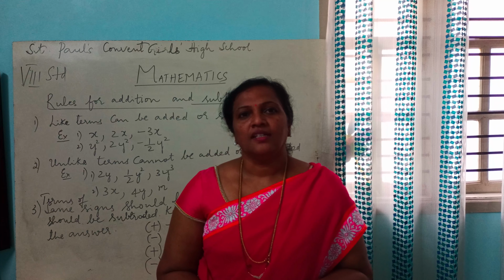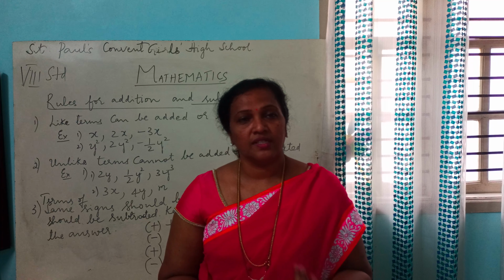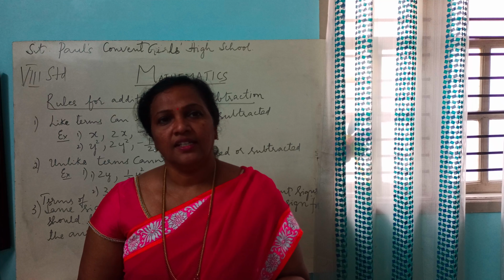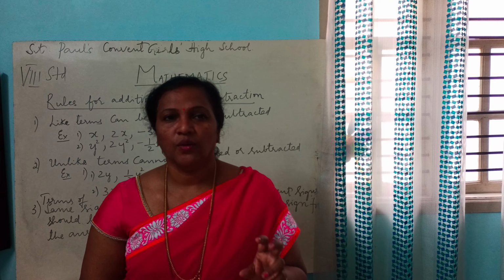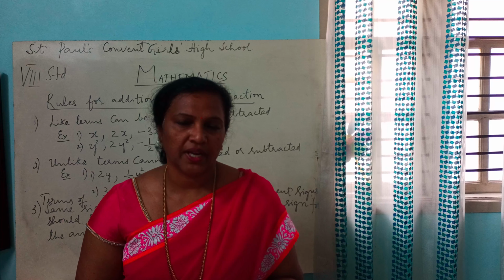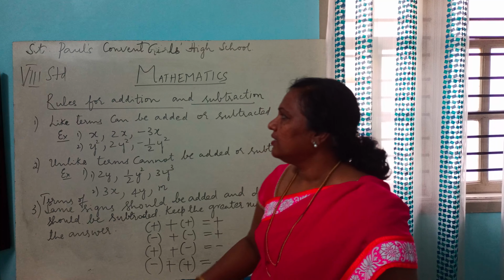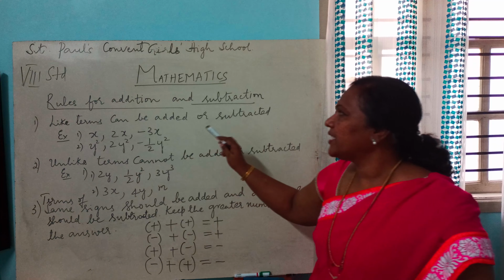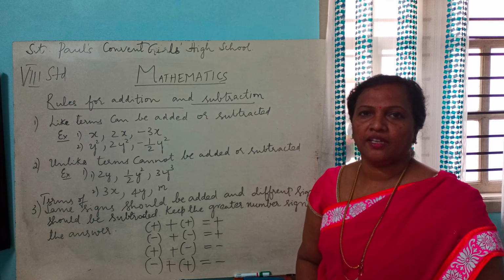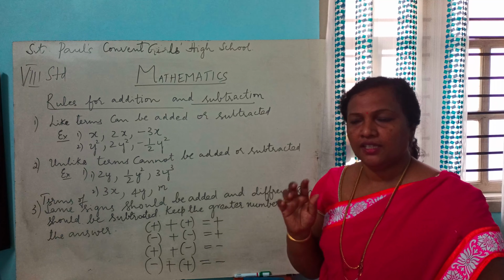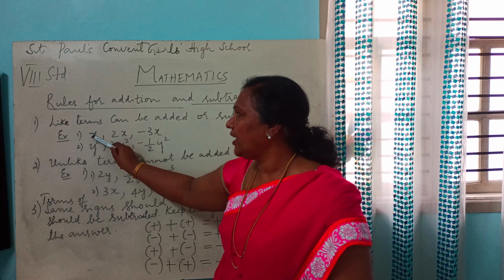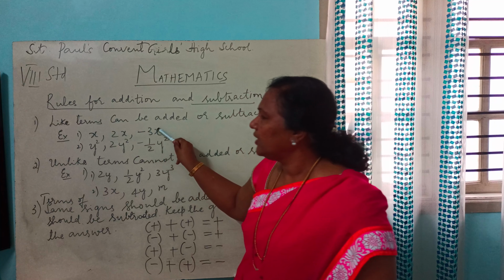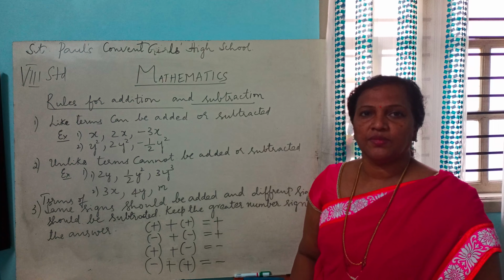In our last class, we came across what algebra, variables, and constants are. Today, let us see the basic rules for addition and subtraction. The first rule states that like terms can be added or subtracted. What are like terms? The terms which have the same variable and the same power are called like terms.